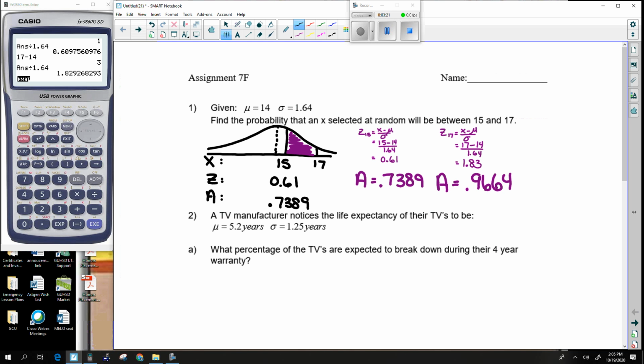So now I have everything set up. I can now find the area in between those two things. And again, how you find the area in between two is you take the big area minus the small area.